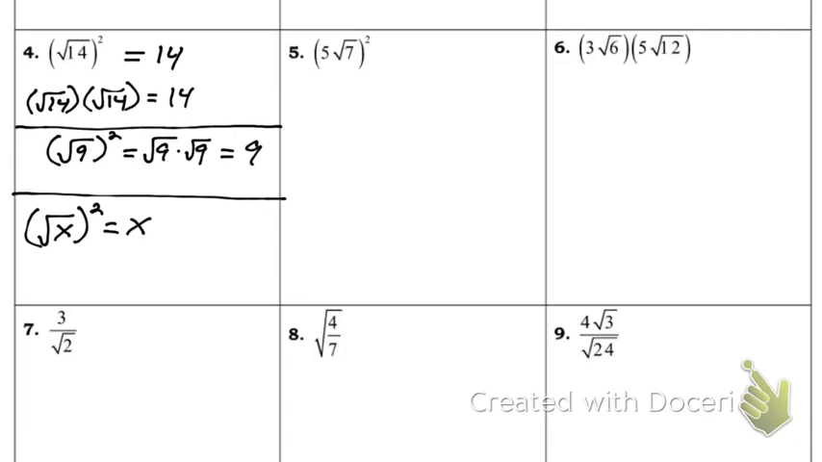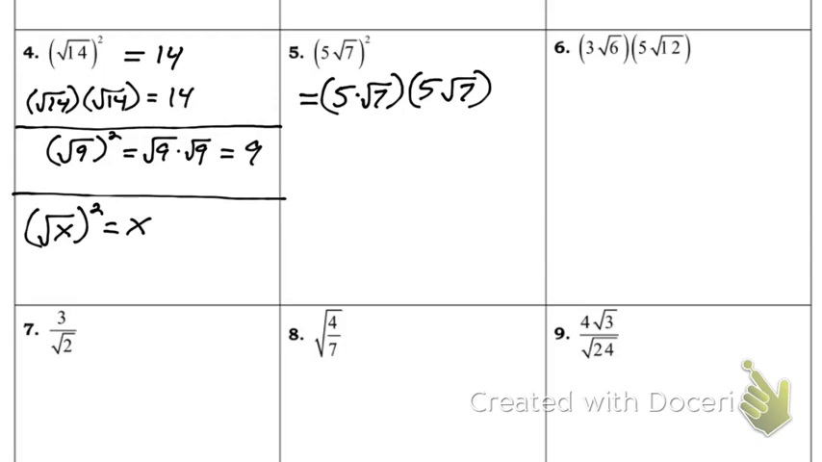All right, moving around. We have 5 square root of 7 squared. If you're really good at these, you don't have to rewrite them. But I'm going to go ahead and rewrite this. Since it's being squared, I'm going to rewrite it as 5 times square root of 7 times 5 square root of 7. That's what squared means. It means multiply this twice.